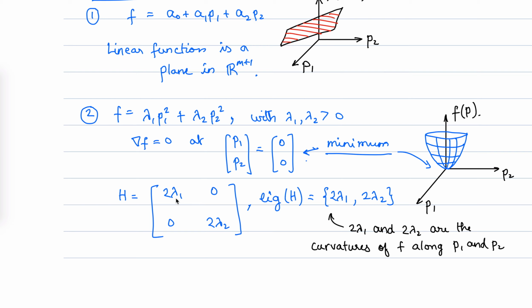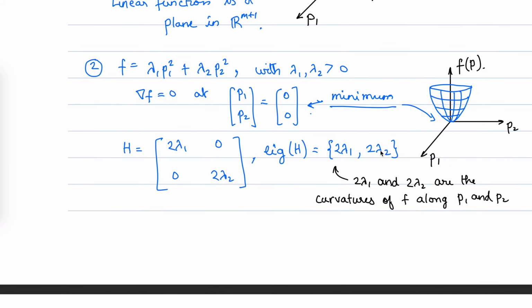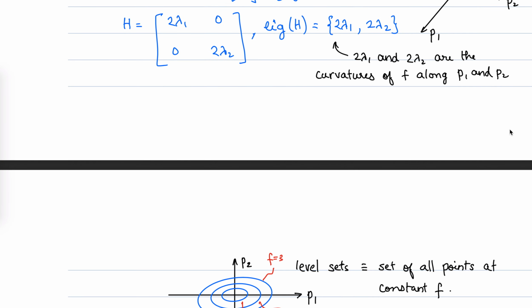In any case, the Hessian has this diagonal form. We can just twice differentiate this function to get that. And the eigenvalues are going to be 2 lambda 1 and 2 lambda 2, which are going to be greater than 0 if lambda 1 and lambda 2 are greater than 0. If you actually plot this function of two variables, it's going to look like this ball. And 2 lambda 1 and 2 lambda 2 are actually going to be the curvatures of this function along p1 and p2.